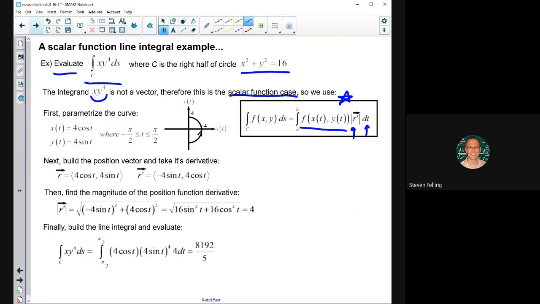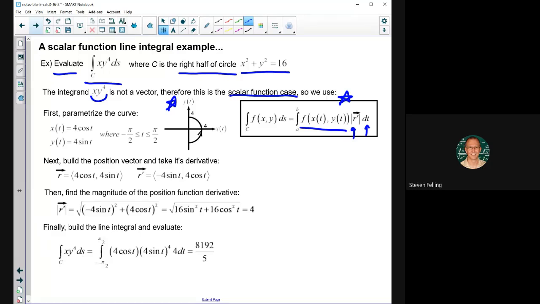So to start with, let's graph the curve so we can parameterize it. Here's a graph of the curve. It's a circle of radius 4, but it says only the right half. So we're going to interpret that as the positive x portion like this. I'll pick a direction to go. Typically we go towards positive angles, and we're going to parameterize.